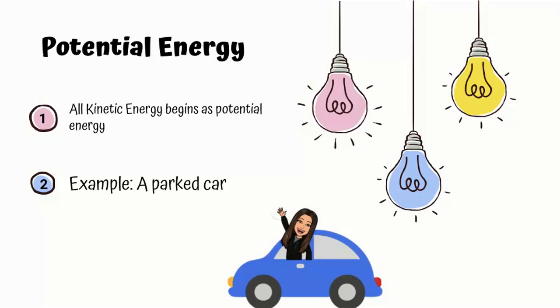So, for example, if we have our car and it's parked, that is potential energy. But once we turn on our car, once we turn the key and we start the car and we start moving, then it is going to be kinetic energy. But all kinetic energy is going to start as potential energy.